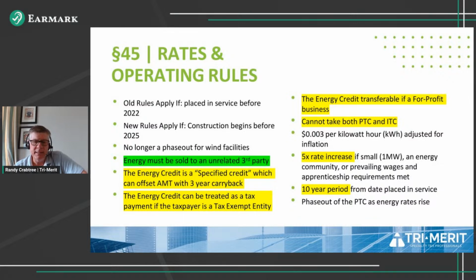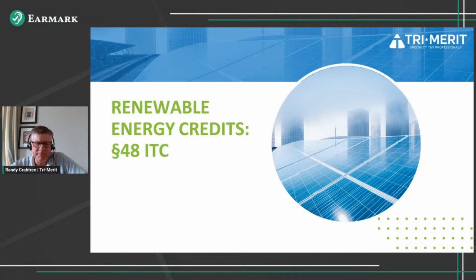Barry's going to expand on this, but you can actually transfer this. If you can't use it, you're not paying tax. You have the transferability. And then as a nonprofit, you can turn it into a tax payment, which then just basically comes back as a refund. So that's how anybody can qualify. Again, Barry will spend more time on that. I just wanted to give you a little tease before we moved on to the next section.